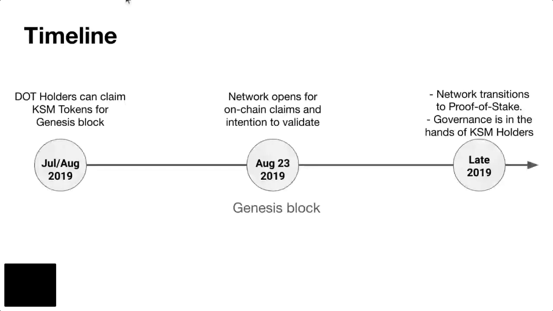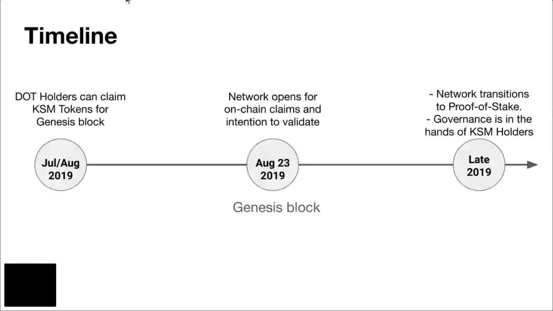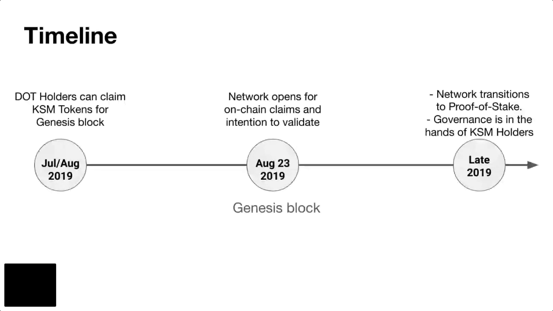So a quick timeline for where we're at with Kusama. In summer of 2019, claims were opened up. These were pre-Genesis claims for any holders of the DOT indicator to make an Ethereum transaction, which would allow them to be in the Genesis block for Kusama and claim their KSM in the Genesis block. This opened up around July.